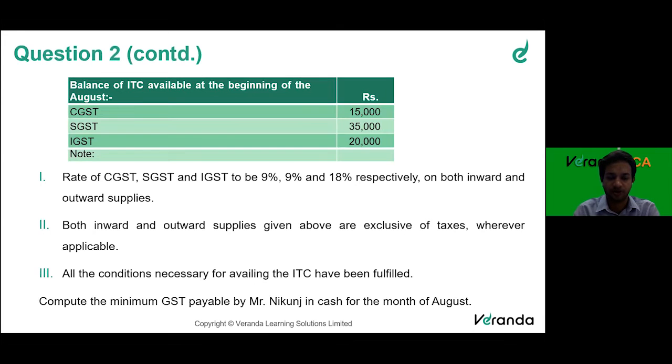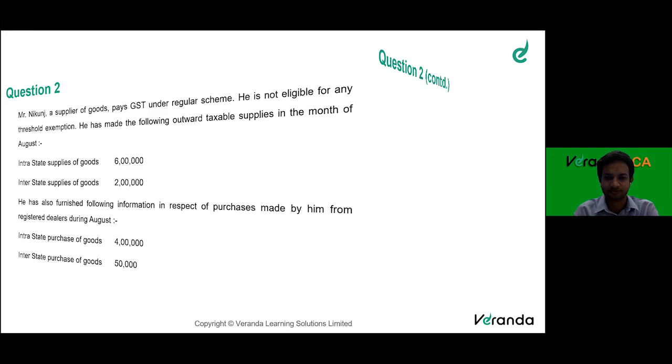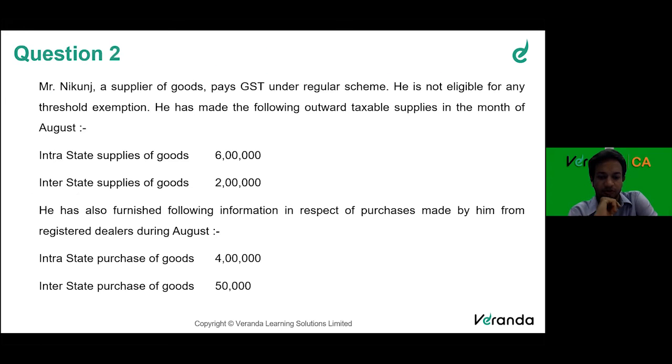Now, does anyone want to attempt? Okay, first let me ask a simple question. What would be the gross liability here? Leave input tax credit, ignore input tax credit. Just tell me what should be the gross liability on sales. Leave input tax credit for the time being.